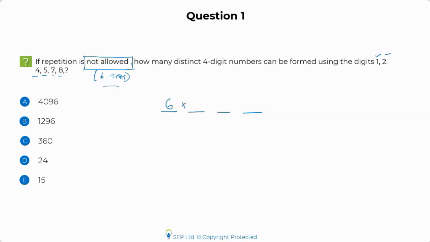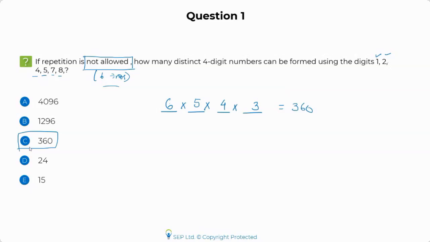So the first place can be filled in 6 ways. The second can be filled in 5, the third in 4, and the fourth place in 3 ways. And you just need to multiply this to get your answer, which comes out to be 360. So the correct answer in this case is going to be 360. Almost all of you got it correct, which is good. But those of you who made a mistake, I hope it's clear now.